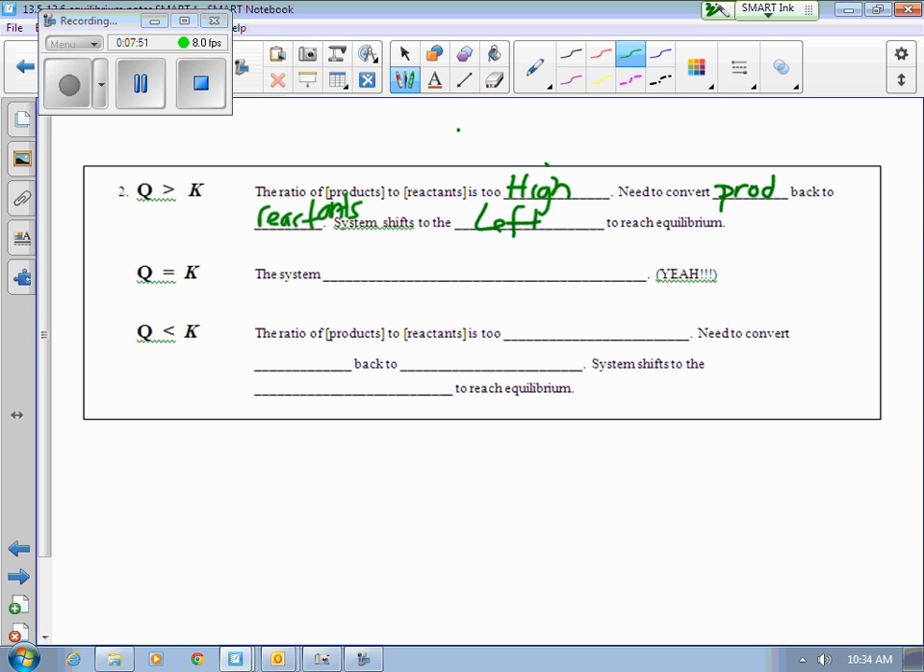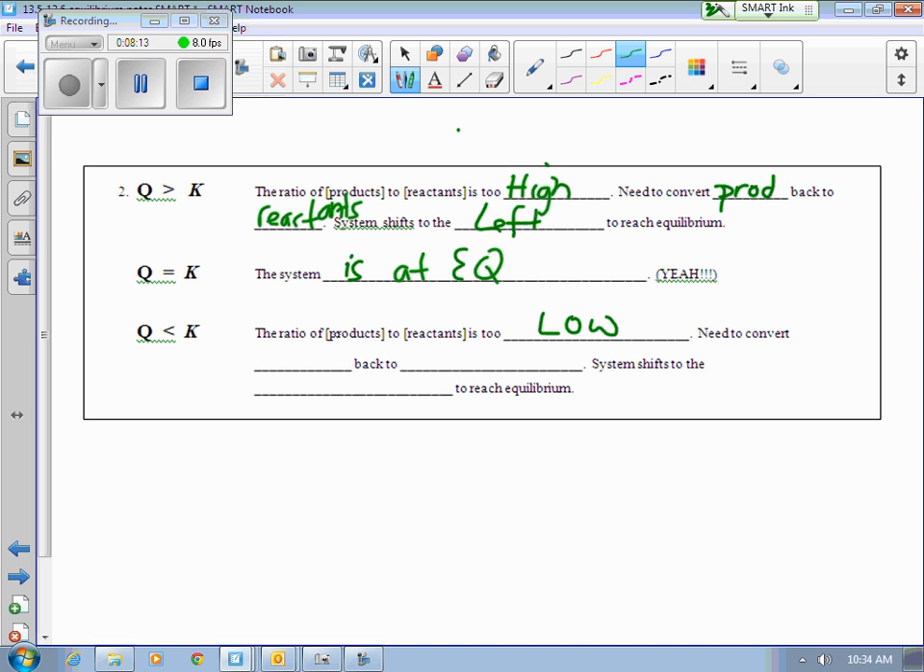Now if Q equals K, well, that's definitely the most ideal situation. The system is at equilibrium. Yay! That means you're at equilibrium, so you don't have to shift. If Q is less than K, that means the ratio of products to reactants is too low.